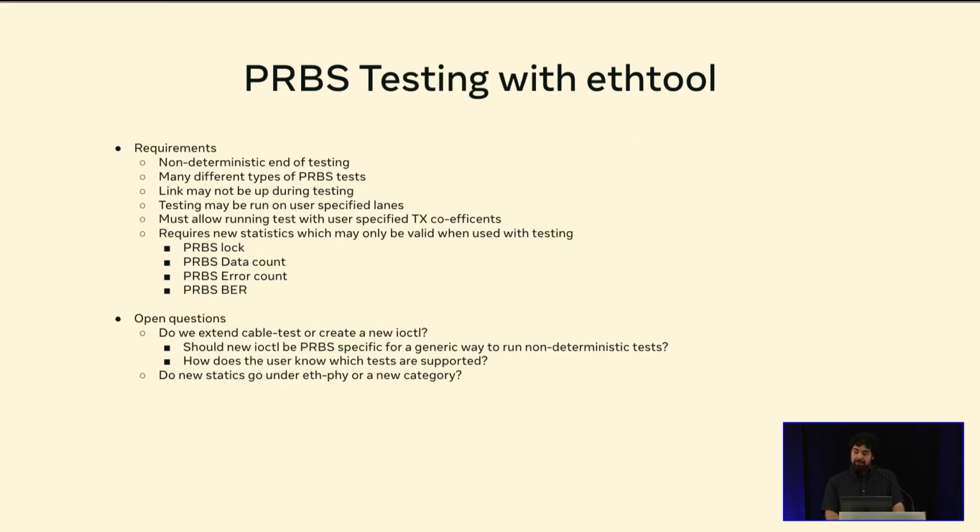The link may not be up during testing because we're using the link to do the testing itself. And testing may be run on user-specified lanes. Right now in FBNIC, we're doing this a little automatically, but the user needs to be able to say, I want these lanes tested or I want all lanes tested.